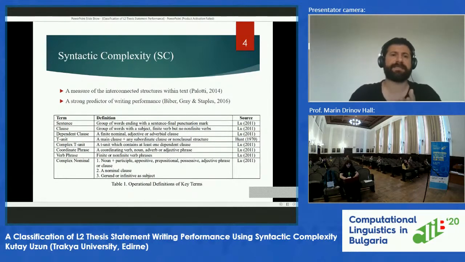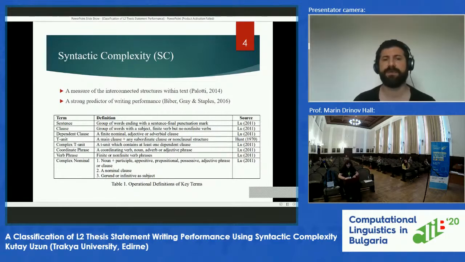And syntactic complexity, I thought, could predict thesis statement performance. In general, it's defined as a measure of interconnected structures within a given text. And well, syntactic complexity is treated as a latent variable, so the units of analysis can be seen in table 1. Well, the definitions are quite long, but in general, I can say that sentences, clauses, dependent clauses, coordinate phrases, T-units that are terminable units, and complex nominals are the units of analysis. So just like the thesis statement, syntactic complexity as a whole is a strong predictor of writing performance.